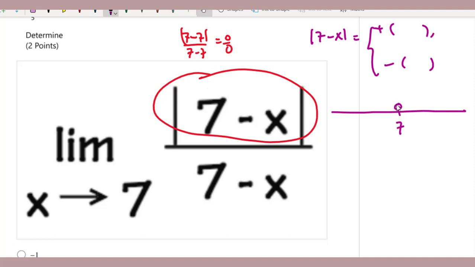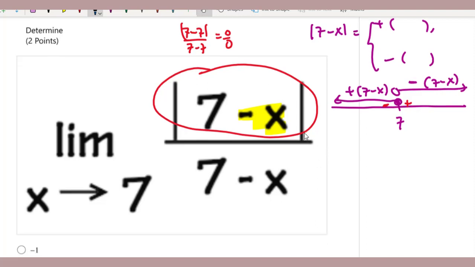7. Since 7 minus x, to the left the function 7 minus x is positive, and to the right 7 minus x is negative. This is to the left, to the right. So we need to find the limit from both sides.